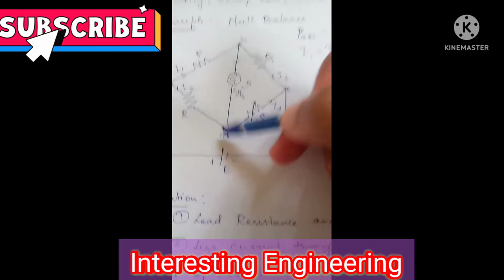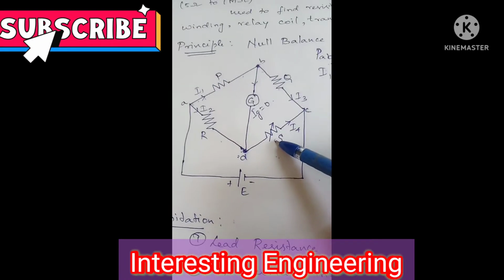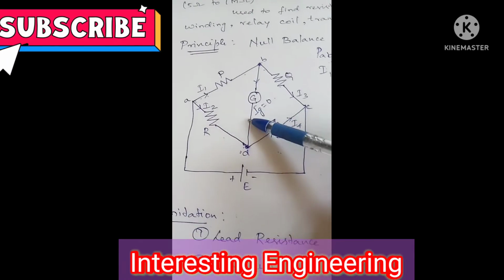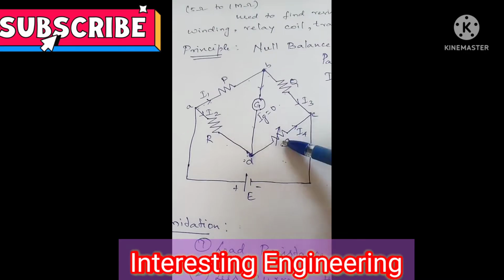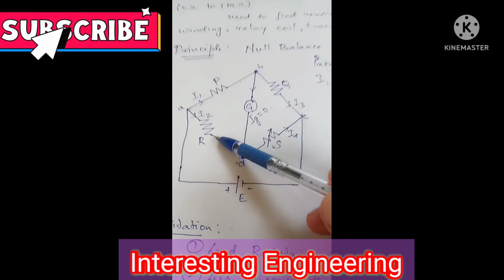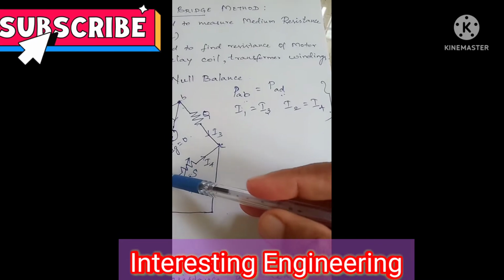At that time, the standard resistor is adjusted in such a way that no current flows through the galvanometer. The value of this adjustable resistor represents the value of the unknown resistance. So let's now derive the equation for the unknown resistance.